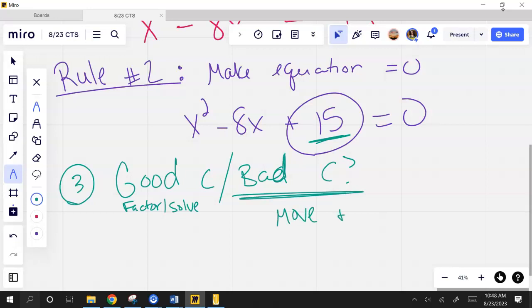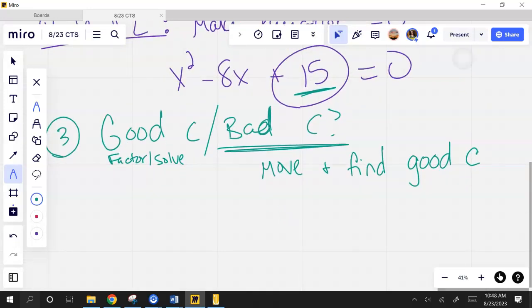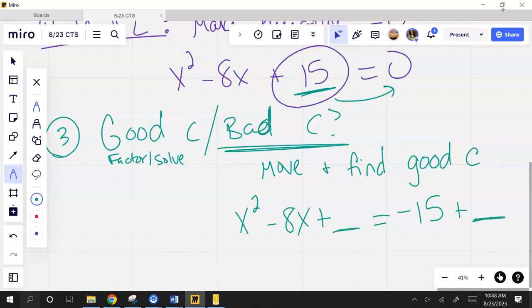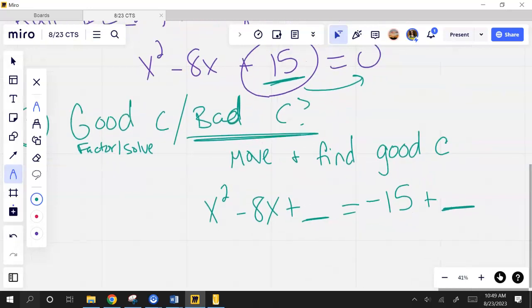I'm going to move and find the good C that should be there, okay? So I had this x squared minus 8x. I'm going to take that 15 back over, but remember whenever I do, I got to do it to both sides. I always draw blanks in here because it helps me remember whenever I stop to do a little extra work. It helps me remember that, hey, you got to do something to both sides. You got a hole in your equation on both sides, right? Got to plug the hole, fill that spot.